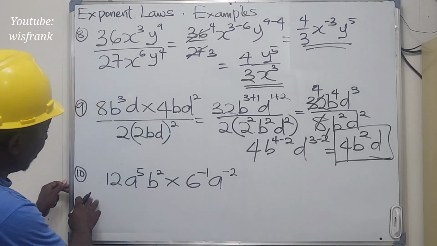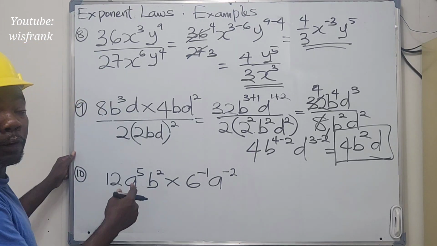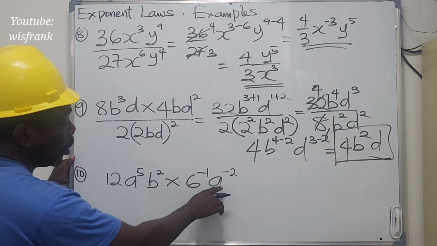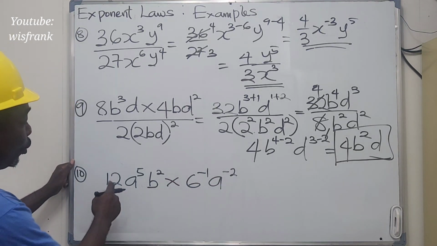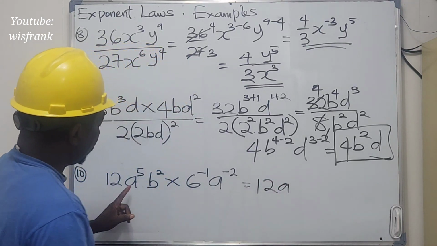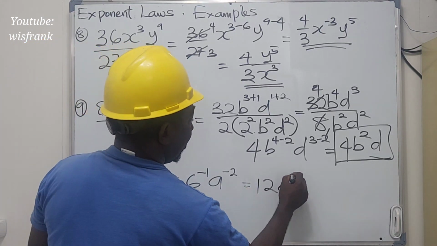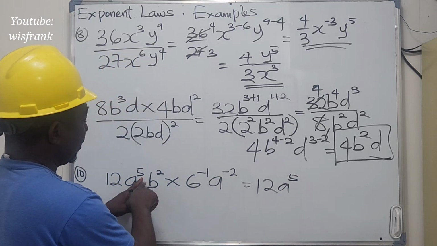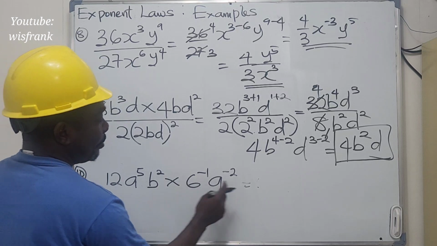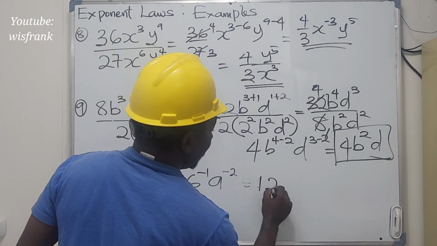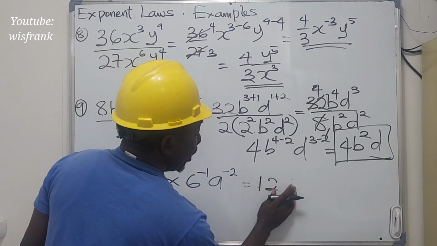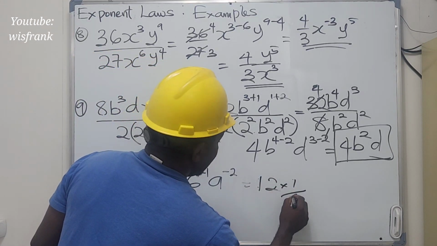So the next one is number 10, where we have 12a to the power of 5, b to the power of 2, multiplied by 6 to the power of minus 1, a to the power of minus 2. So this can be written as 12a to the power of 5. Okay, we start with the constant first. So we have here 12 times 6 to the power of minus 1, which will become 12 times 1 all over 6.